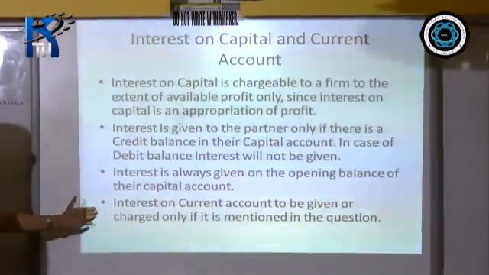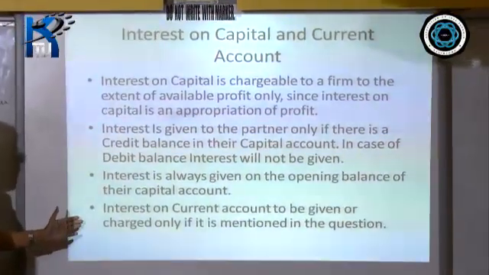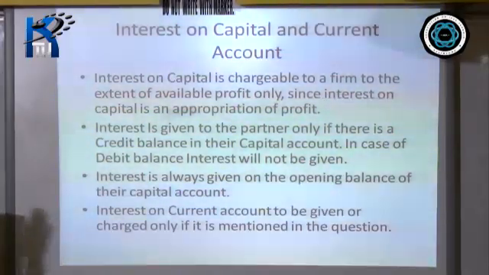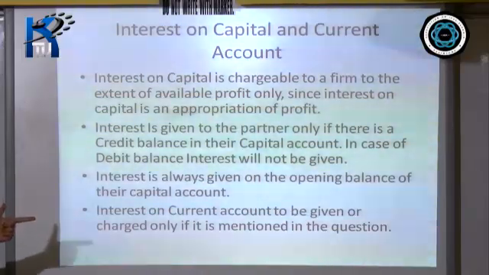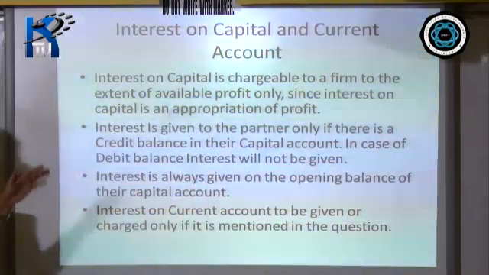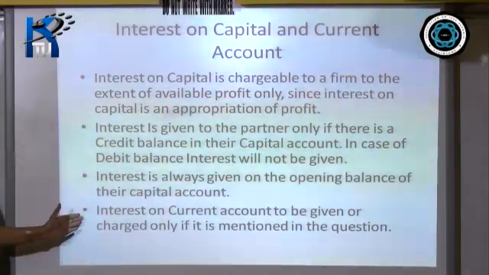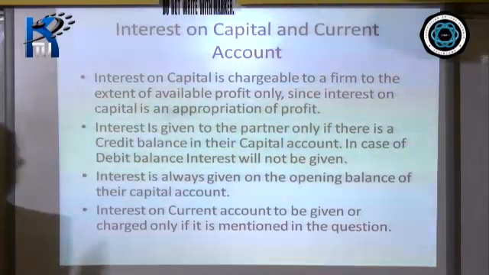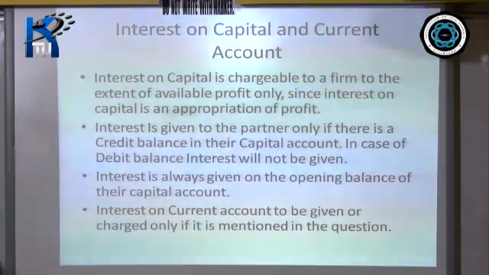Next, interest on current account is to be given or charged only if it is mentioned in the question. Supposing a partner has capital balances and current balances, but the question is silent about giving interest on the current balance. So we will not be giving interest on the current account. But if the question says you have to give interest, we will be giving interest on the current account. That is how it goes.